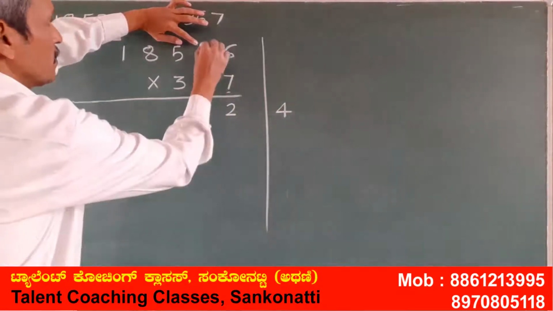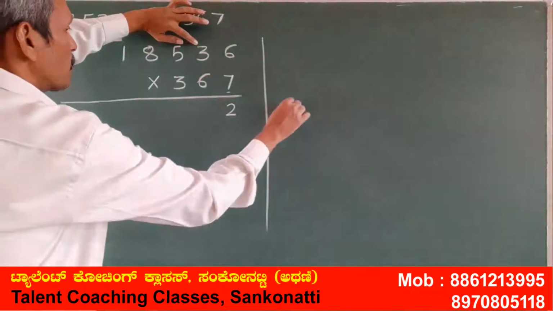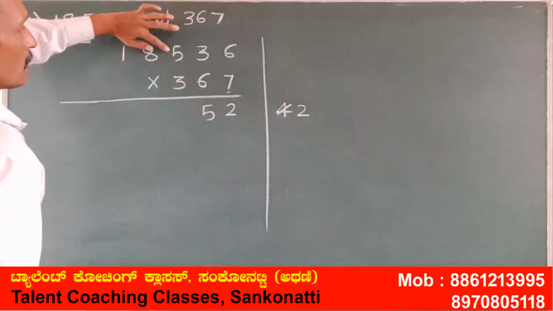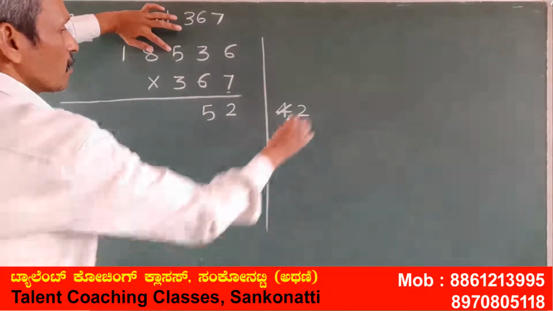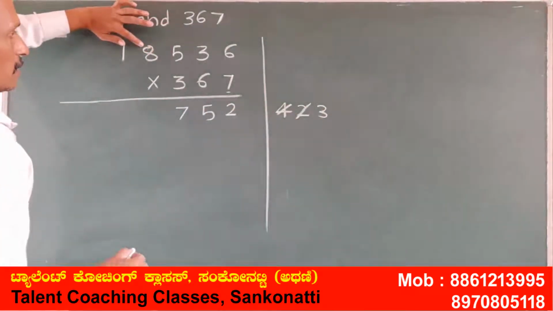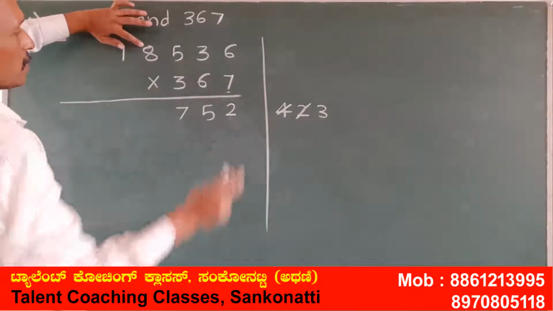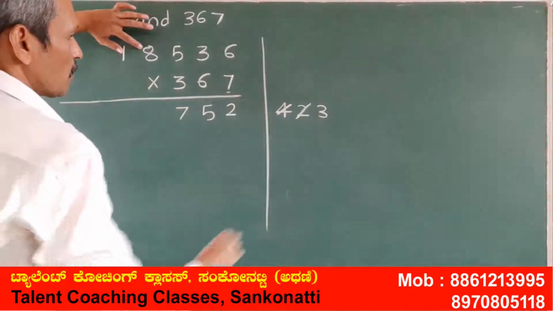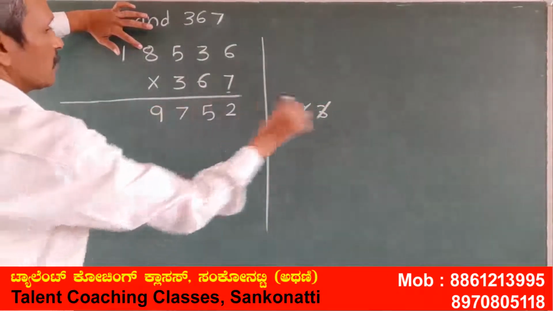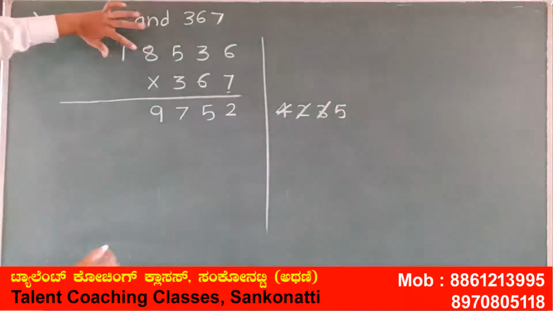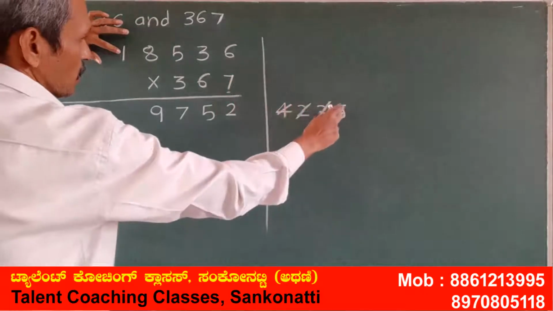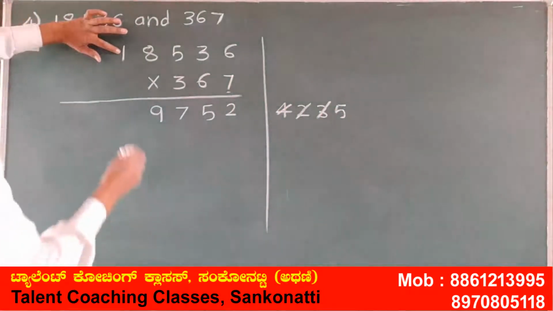7 3s are 21. 21 plus 4 is 25. 2 is carry over. 7 5s are 35 plus 2 is 37 and 3 is carry. 7 8s are 56 plus 3 is 59. This 5 is written as carry over. 7 ones are 7. 7 plus 5 is 12.